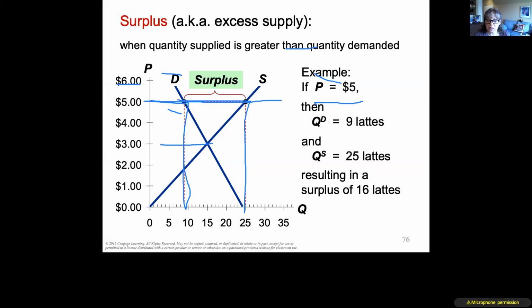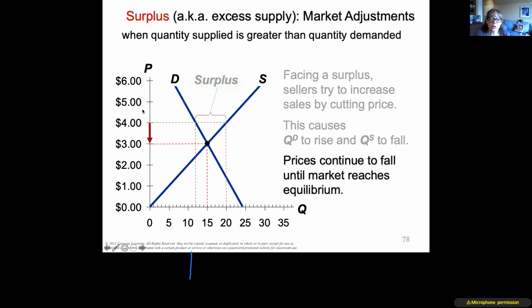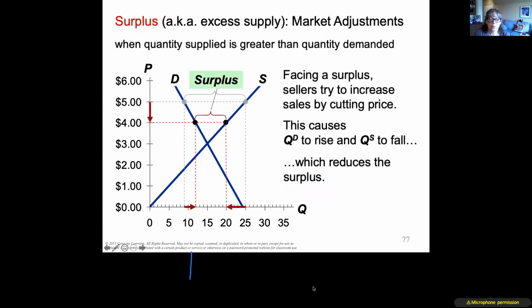So how do we handle this? Now remember back to the good old invisible hand? Well, the invisible hand comes into play here because the invisible hand still affects everything. So what happens is, as they face a surplus, the sellers try to increase sales by cutting price. So what are they going to do? They're going to say, okay, well, I started off at $5 and I couldn't sell as many as I wanted. So what am I going to do?